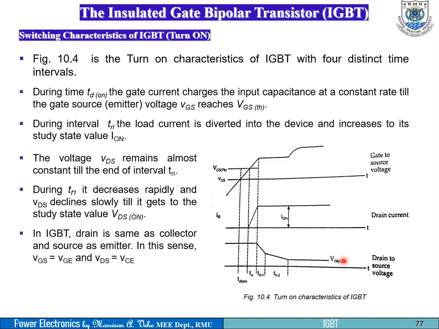And then during TF1, it decreases rapidly and VDS declines slowly till it gets to the steady state value of VDS on. Like you can see here, till we have that kind of thing. And for an IGBT, drain is the same as collector and so on and so forth. Okay, so I talk about those things.